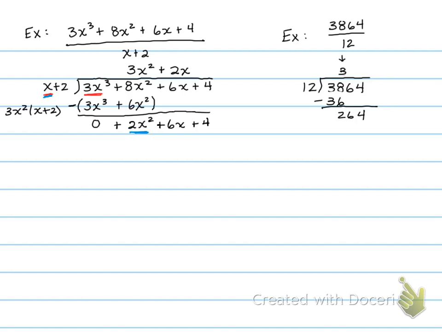Now we're going to multiply 2x by x plus 2. So 2x times x is 2x squared, and 2x times 2 is 4x. In parentheses, subtract. So 2x squared minus 2x squared is 0. Again, that always has to happen in that first term. And then 6x minus 4x is 2x, and 4 minus 0 is 4.